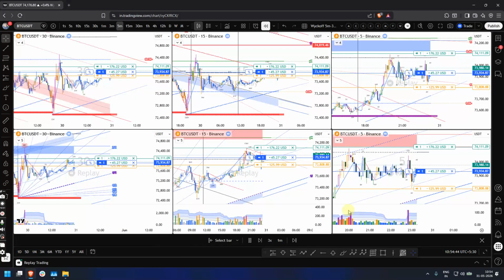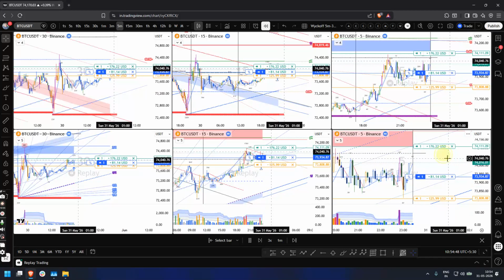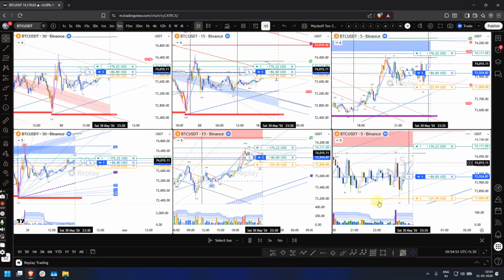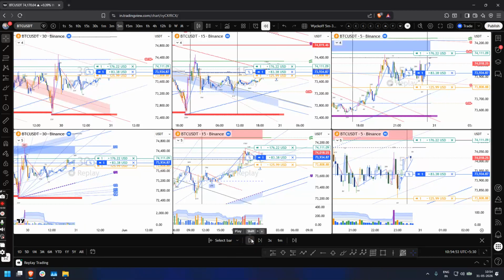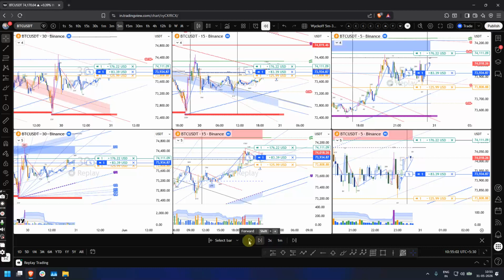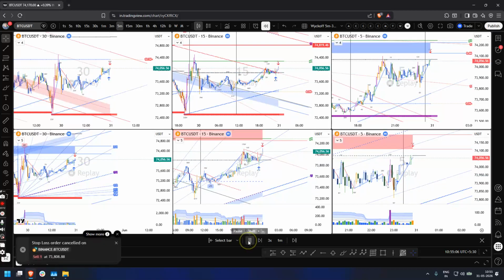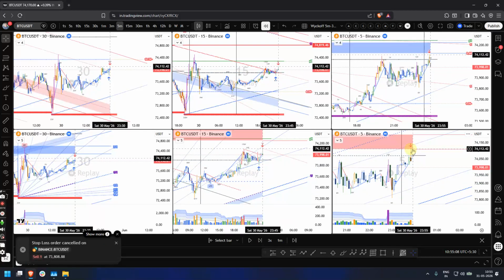Now, the cycle got completed. I should get out of the trade. But let's just stay in the trade and see how it goes. Yeah, so our profit got hit and then the market came down from there.